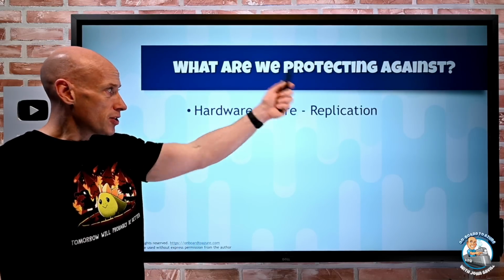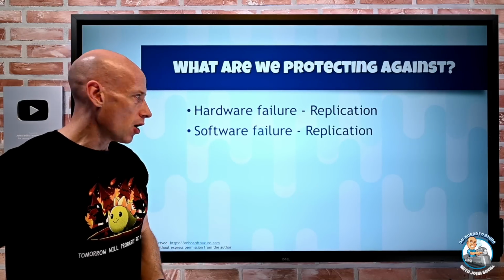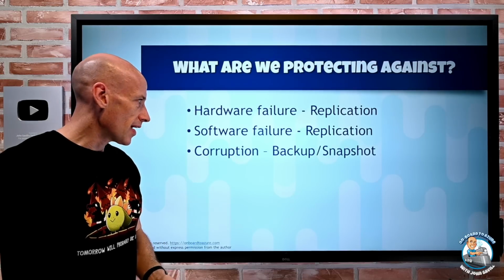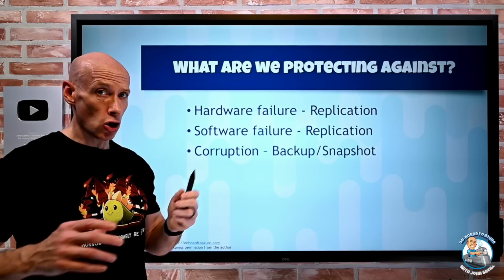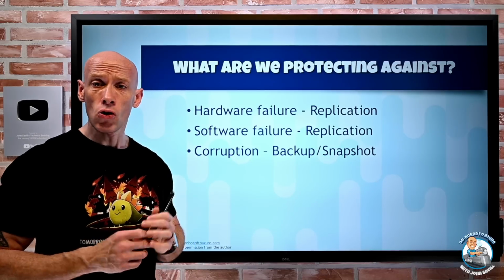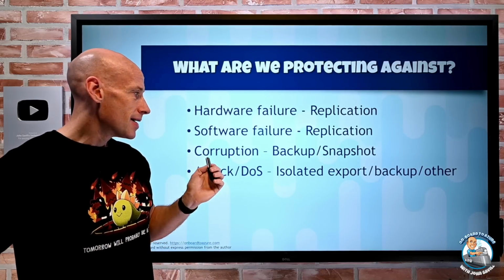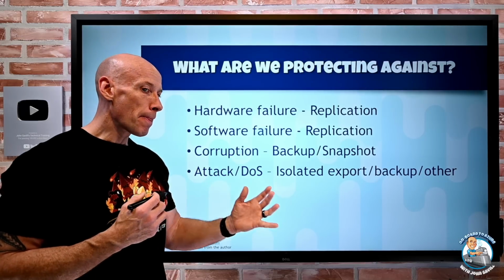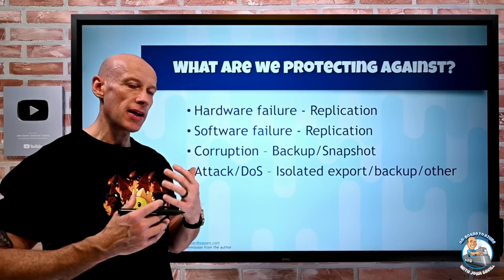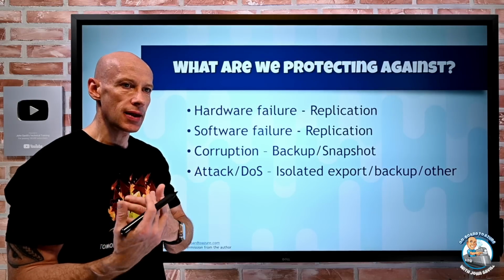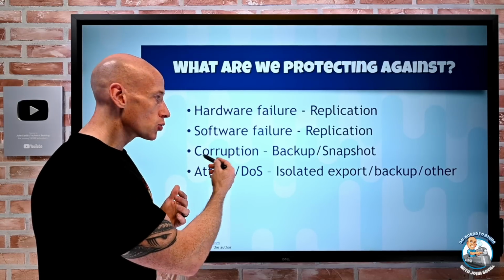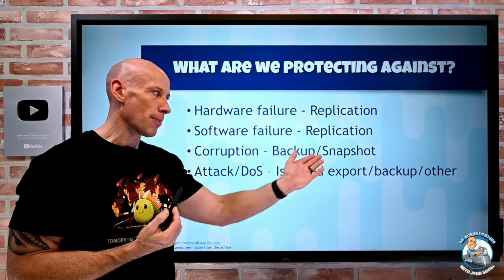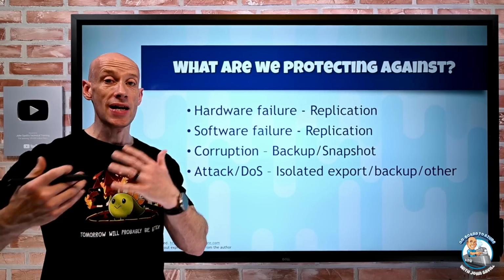So when I think about all those protection things, well, we can use replication for hardware failure, replication for software failure, corruption, logical, backup or a snapshot. Some attack, distributed denial of service. Well, there's different protections depending on what the issue is. If it's, again, a malicious that's going to do some sort of corruption, well, again, that idea of the backup or the snapshot, but it needs to be isolated.